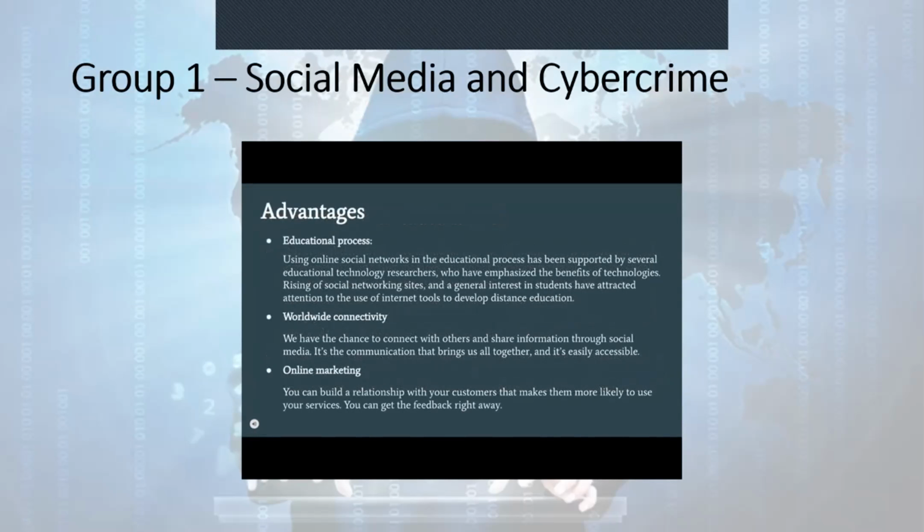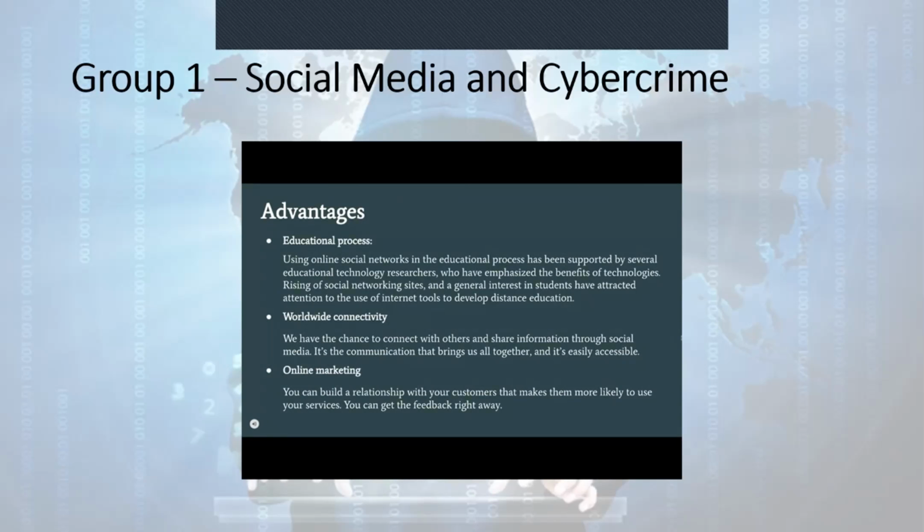Advantages. Educational process. Using online social networks in the educational process has been supported by several educational technology researchers who have emphasized the benefits of technologies. The rise of social networking sites and a general interest among students have attracted attention to the use of internet tools to develop distance education.